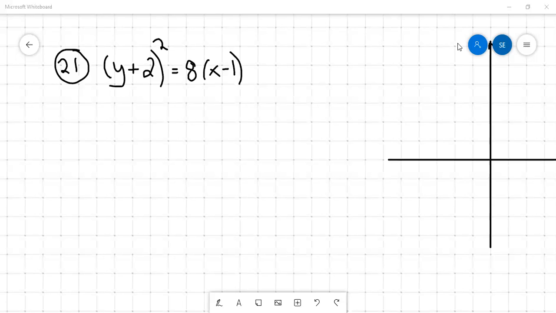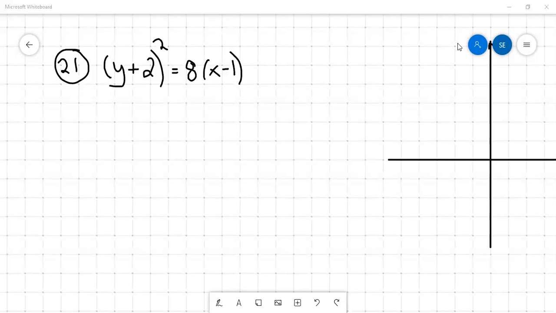Hopefully we can get through most of these conic sections ones. The first question, number 21, was (y + 2)^2 = 8(x - 1). So the question is what is this? Is it a hyperbola, a parabola, or an ellipse?